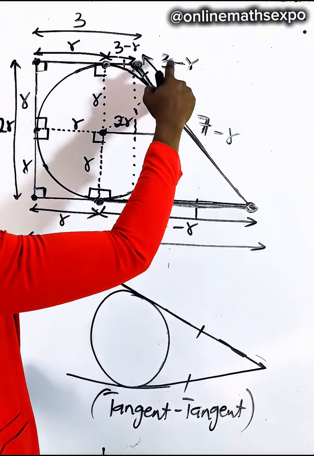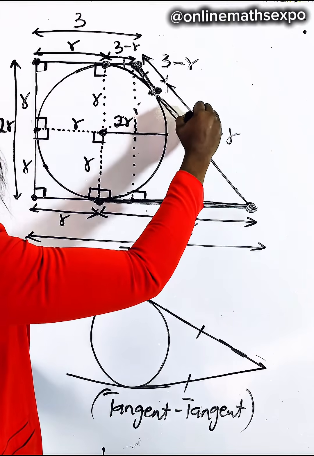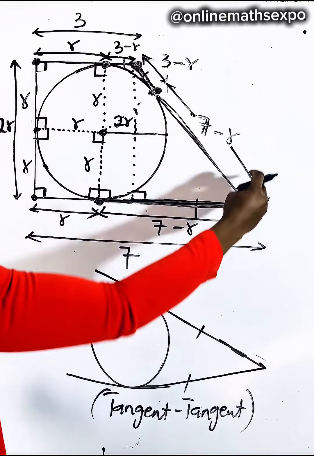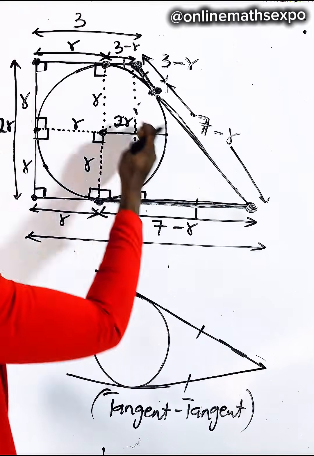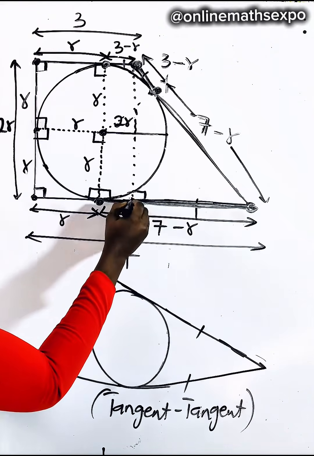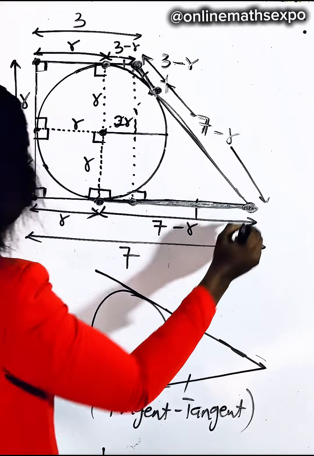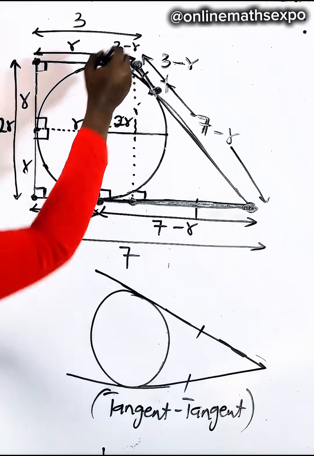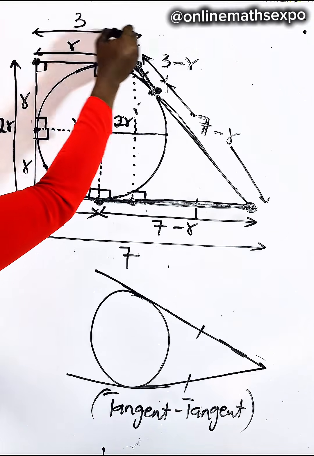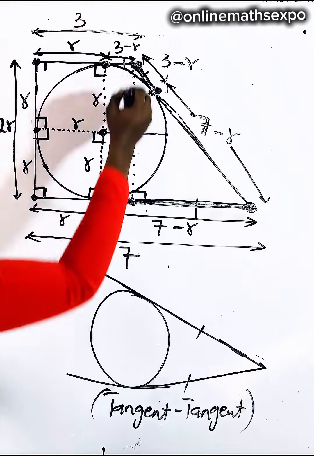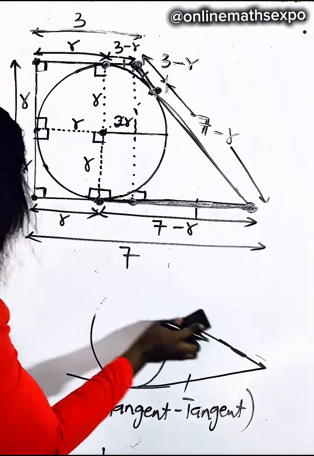If here is 3 minus r and here is 7 minus r, it means we can get this total length. Having known this length and this length, can we find this remaining length? From here down to this, can we find it so that we can bring that shape out? You know too well that the total length here is 3. And if this total length is 3, it also means that from here, let's make it clear.